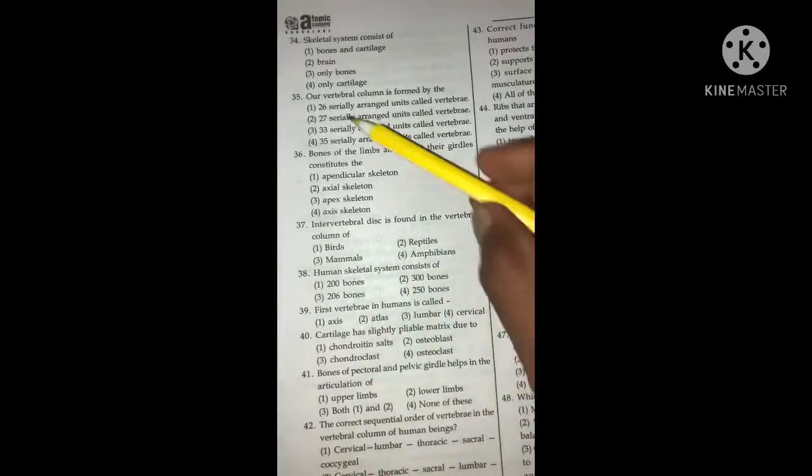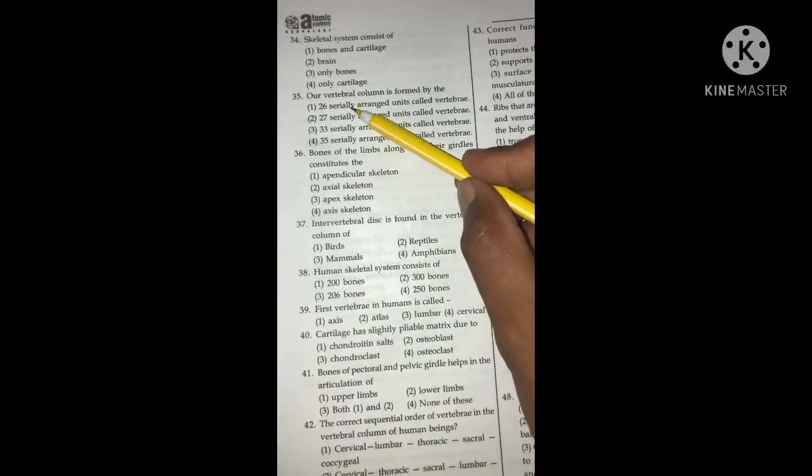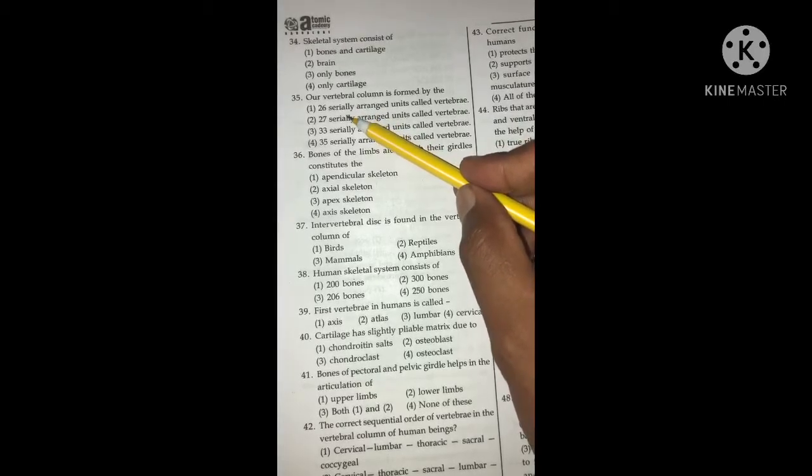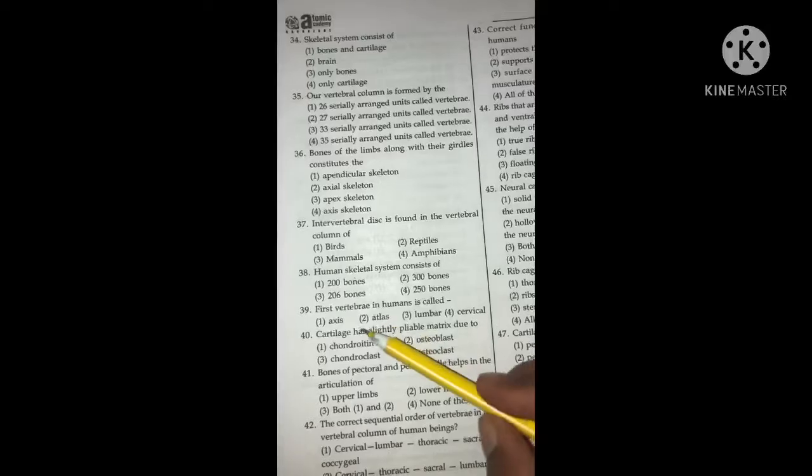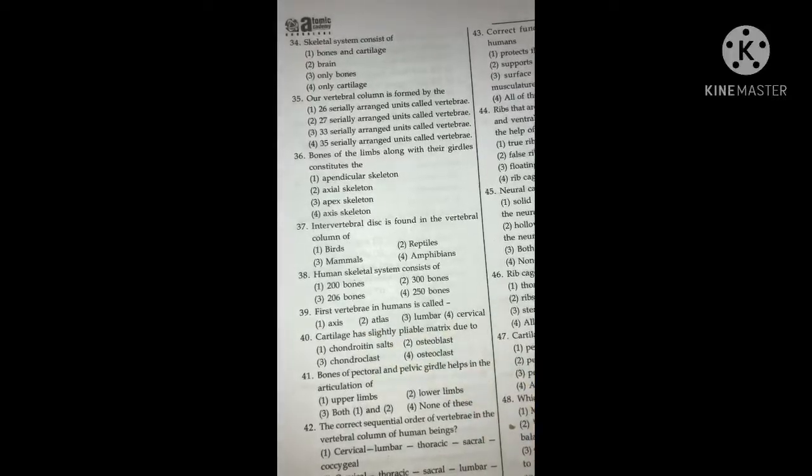We discussed this in question number 35, so just make a small change. The first bone is the axis, and the second bone is the atlas bone.